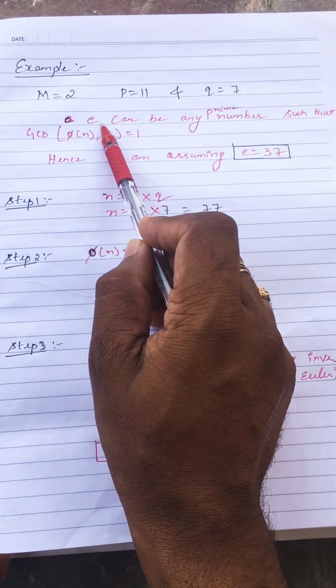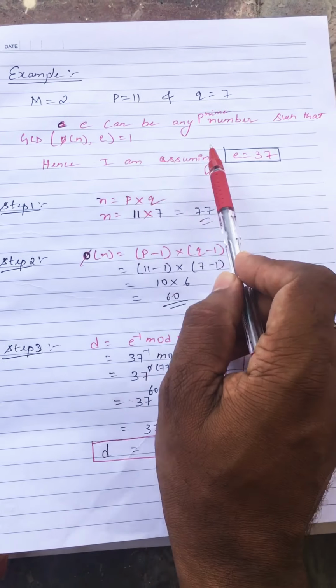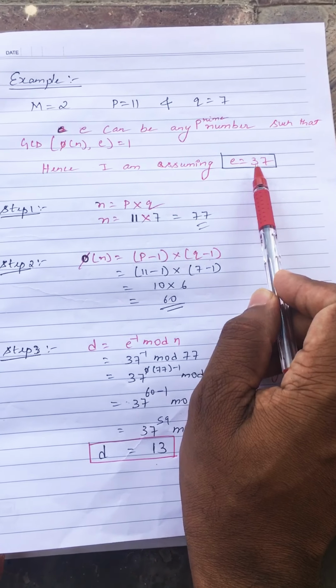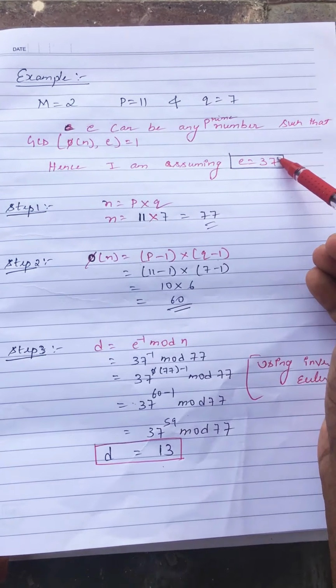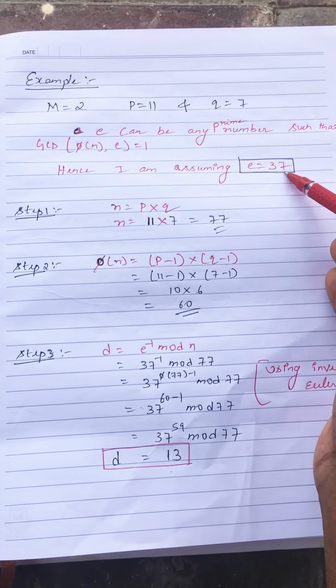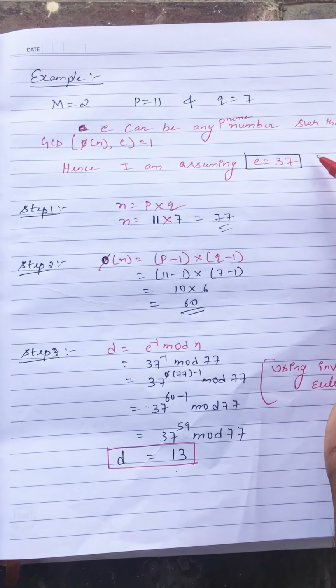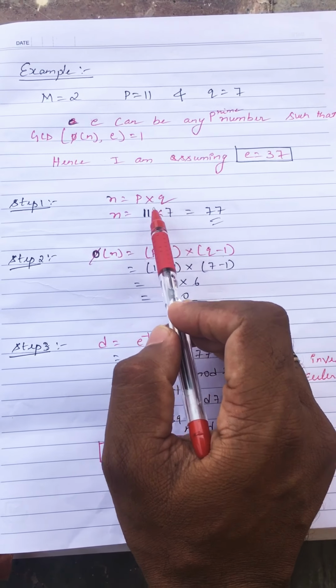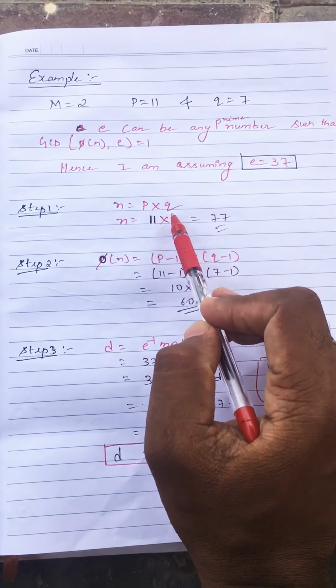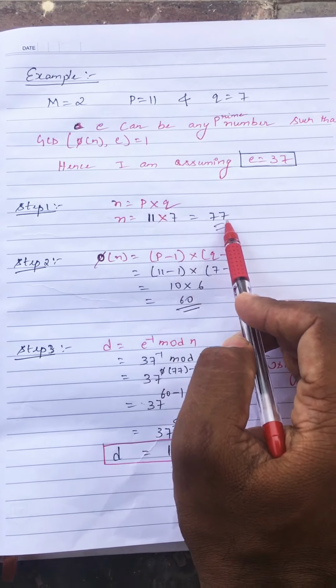Here e can be any number. I have taken e as 37, in such a way that this 37 and phi of n, which we are going to get as 60, the GCD of those two numbers 60 and 37 should be equal to 1. In my step 1, n is equal to p into q. My p value is 11, my q value is 7, hence 11 into 7 is 77.